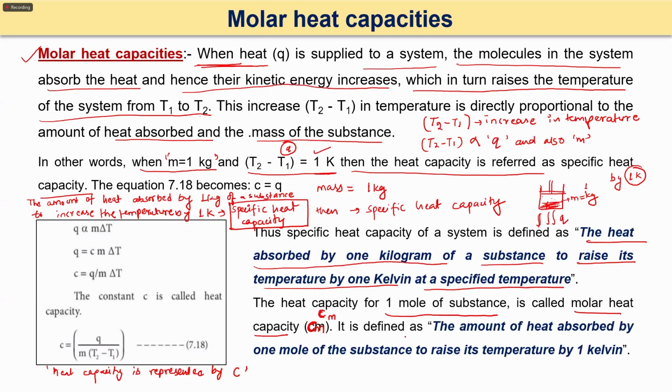Okay, so it is defined as the amount of heat absorbed by 1 mole of the substance to raise the temperature by 1 Kelvin. So in order to raise the temperature of a system by 1 Kelvin, the amount of heat absorbed by 1 mole of substance will be called the molar heat capacity.